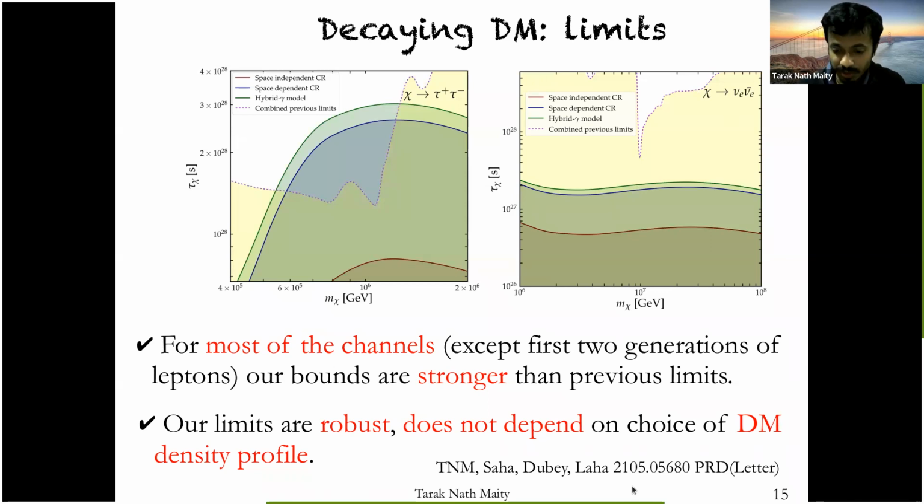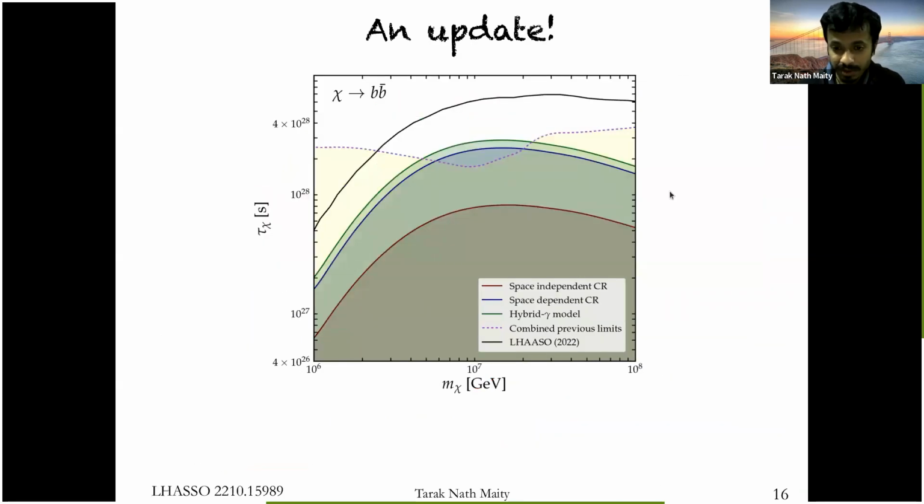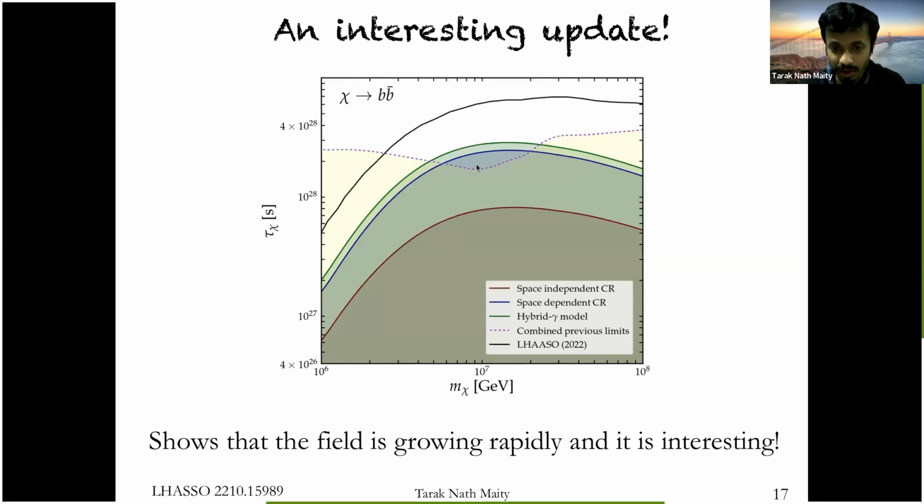This is up to 2105. Then there is an update given by LHAASO. Very recently, LHAASO has published their result, where they searched for the same scenario of dark matter decaying to the same final state, and this black line represents their data, which is a factor of few stronger than our results. I would call it an interesting update, because it shows that within even 1.5 years our limits are kind of outdated, and the field is growing very rapidly.